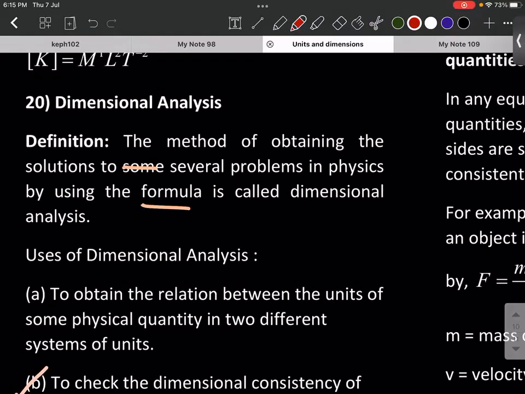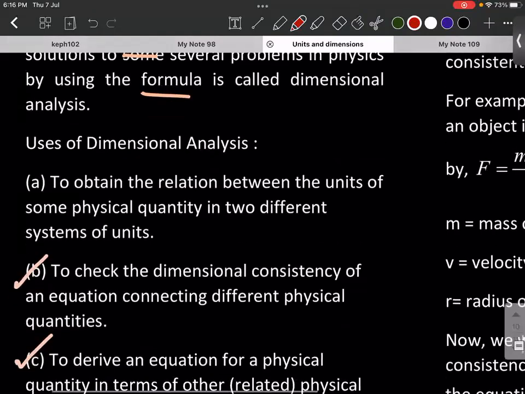Centi generally means 10 to the minus 2. So 1 meter is equal to 100 centimeter. That's what you're saying. So what did you actually do? You tried to connect the same physical quantity between two different systems of units. That is what the first point says.